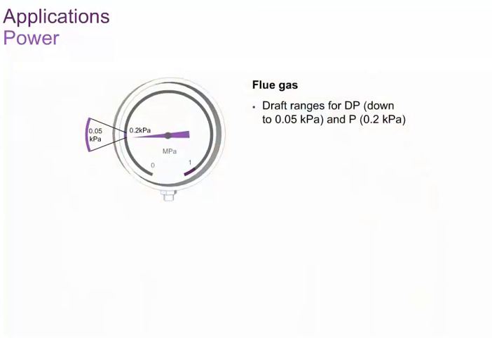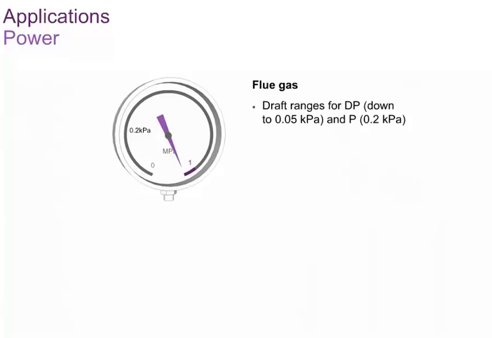The challenge is the very low differential pressure ranges needed, down to 0.05 kilopascals, which can easily be realized with the available differential pressure cells. Also, the pressure in general is low, about 0.2 kilopascals. Pressure cells with capacitive sensors are available which allow an overload up to 1 megapascal even with these small ranges.